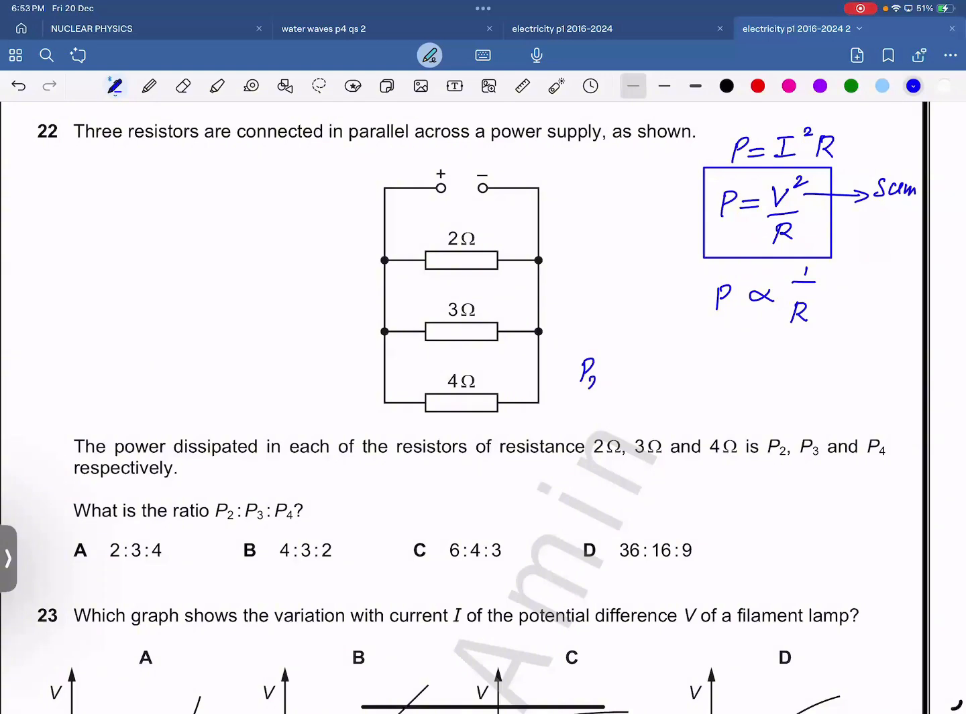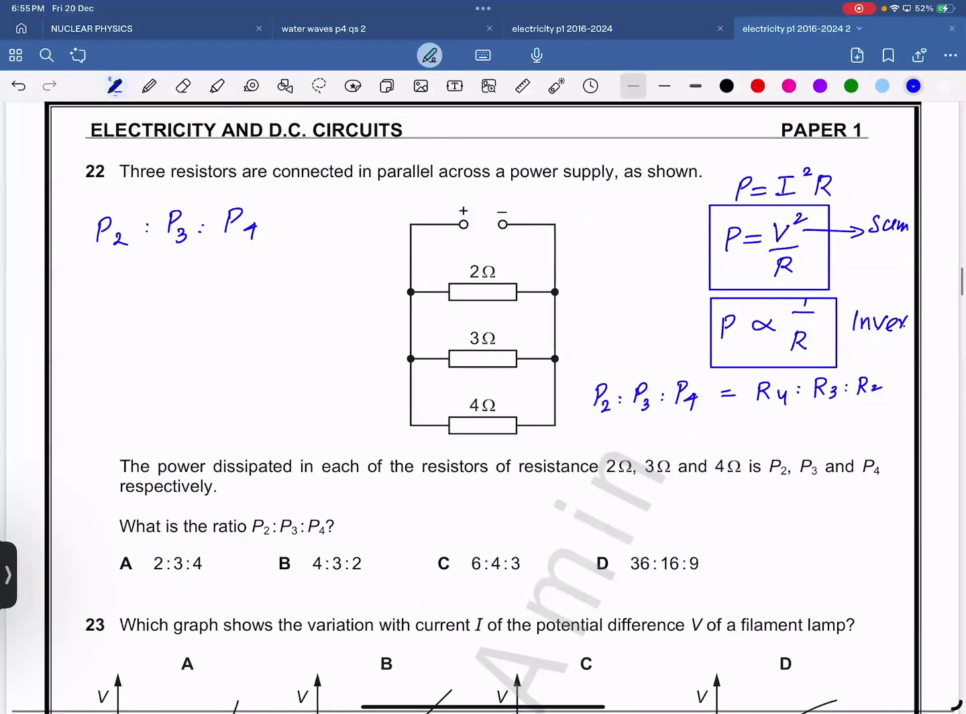So the power ratio will be opposite to the resistance ratio. It will be R4, R3, R2. Why, my dear? Because it is inversely proportional. When two quantities are inversely proportional, their ratios are in opposite order. You need power 2, 3, 4, so the ratio will be resistance 4, 3, 2.